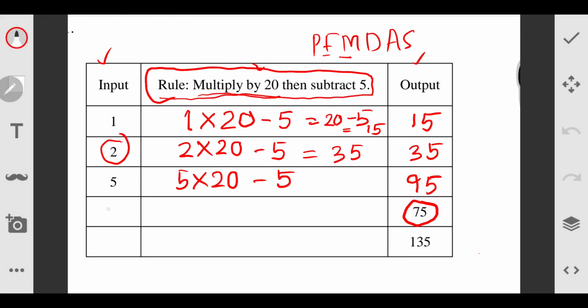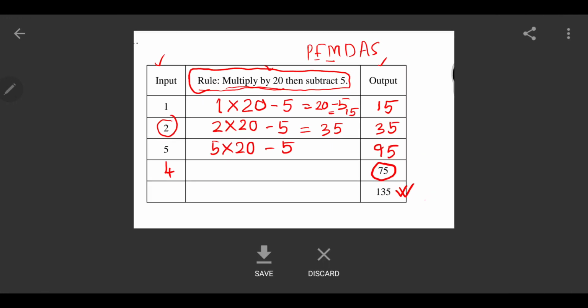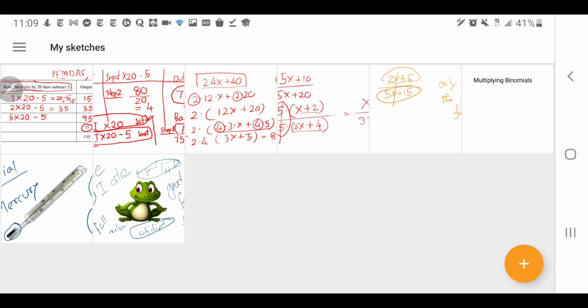Okay, so we figured out this is 4. By working backwards, I want you to do the same for the output 135 and see if you can figure out what will be the input. Okay, now I'm going to show you another way. This is method number 2 to figure out what's the input. So let's look at that.